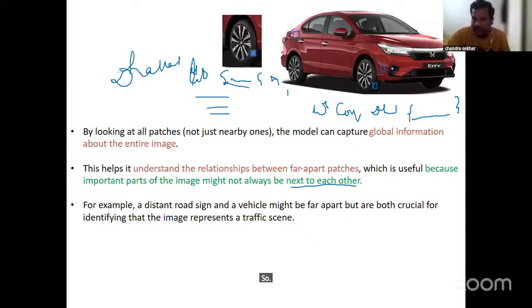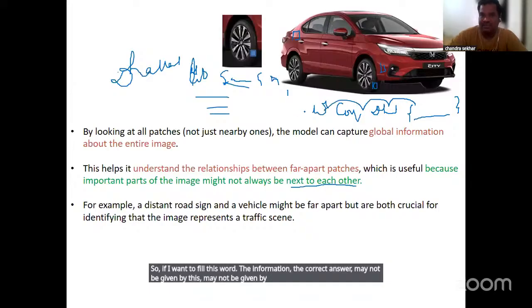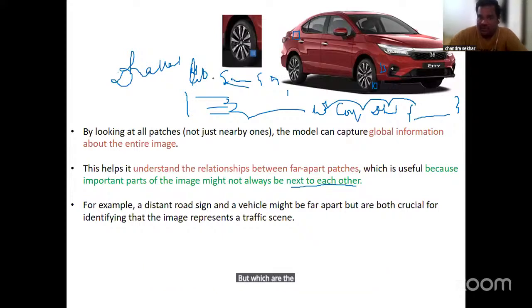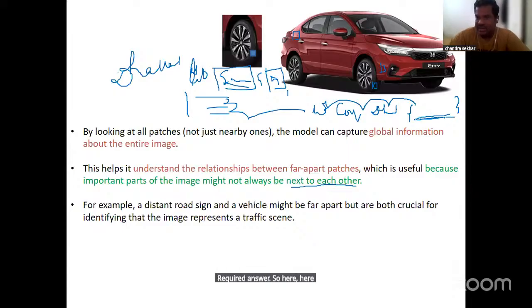If I want to fill this word, the correct answer may not be given by this, may not be given by this, may not be given by this. So all other words in these three sentences may not be helpful. But which are the words that are helpful? Dhaval likes samosa and idli. So these two words are spread far ahead of the required answer. So here is where I need to fill the answer. To fill this, these are not helpful. Only these two are helpful.